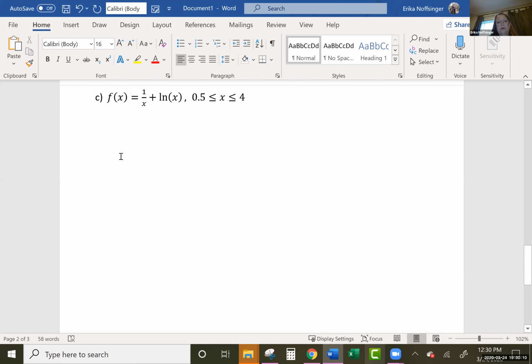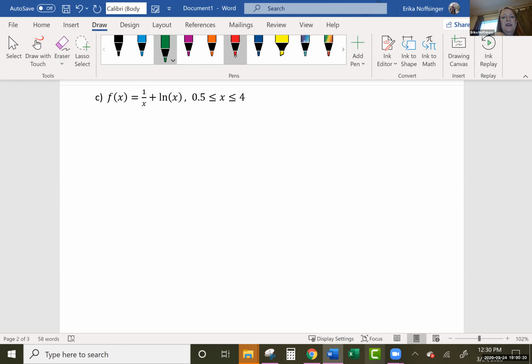Okay, so if you look at the domain, there's a couple places that you might have problems with f of x. Remember, we can't have values which set our denominator equal to 0. And so for our domain, we know x cannot be 0.